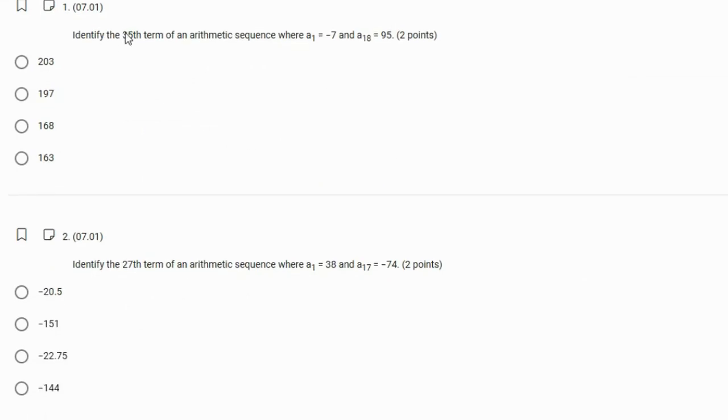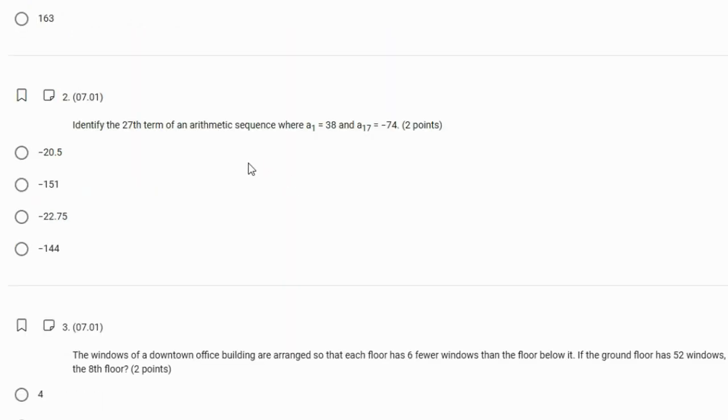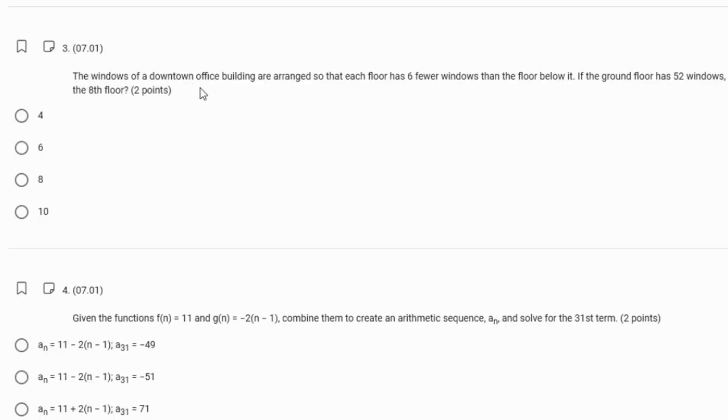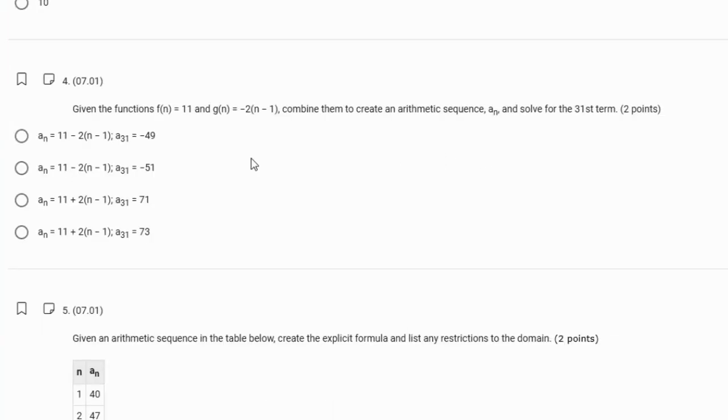Identify the 35th term of the sequence. Here's the first term, and there's the 18th term. Find the 27th term of this sequence. The windows are arranged so each floor has 6 fewer. There's your common difference. Given these functions, f of n equals 11, g of n is negative 2n minus 1, combine them to create an arithmetic sequence formula. So it'd basically be 11 minus 2 times n minus 1, and find the 31st term.